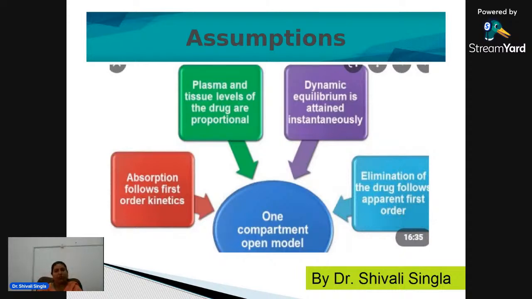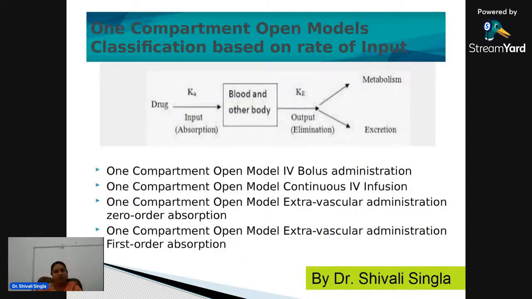Again, elimination of the drug also follows first order kinetics. Means that it is also dependent on the concentration. Means when the drug reaches the blood circulation, the concentration of the drug in the blood decides the rate of elimination from the human body.